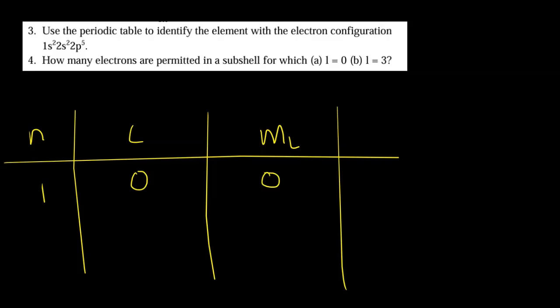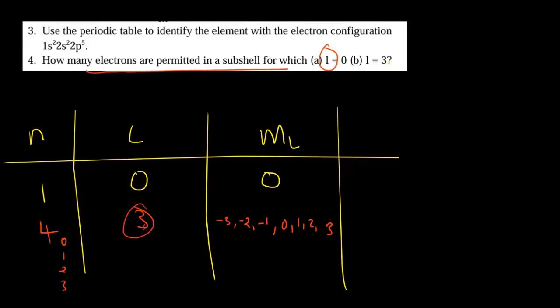And then if I go on to B, if my angular momentum quantum number is 3, what does it mean for the principal quantum number? It means the principal quantum number is 4, because from this one we can get 0, 1, 2, and 3, which is this 3 here. So if L is 3, then here I'm going to have minus 3, minus 2, minus 1, 0, 1, 2, and then 3. The question here was how many electrons are permitted in this subshell.